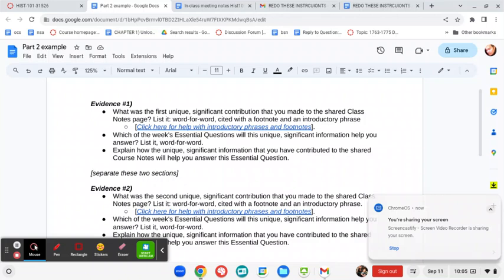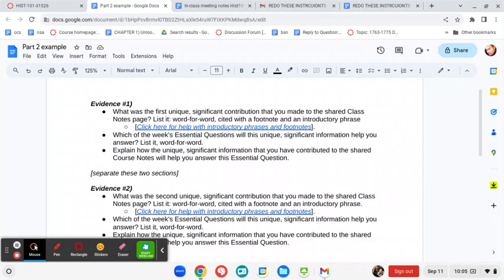A brief overview of the way part 2 of your weekly wrap up is supposed to look. Now, you want to create a new Google document for this assignment. Basically, what are we doing here?